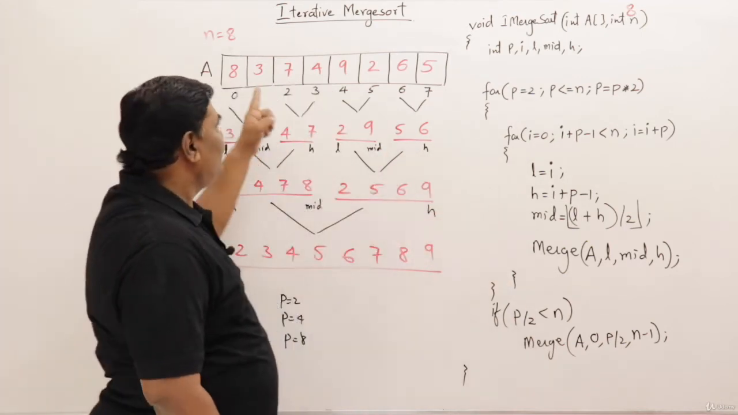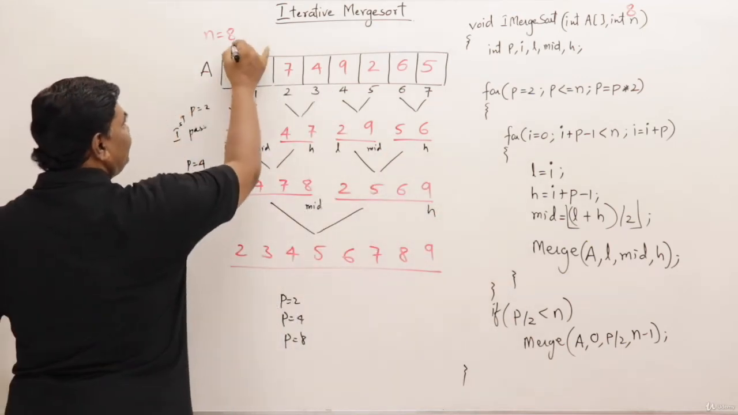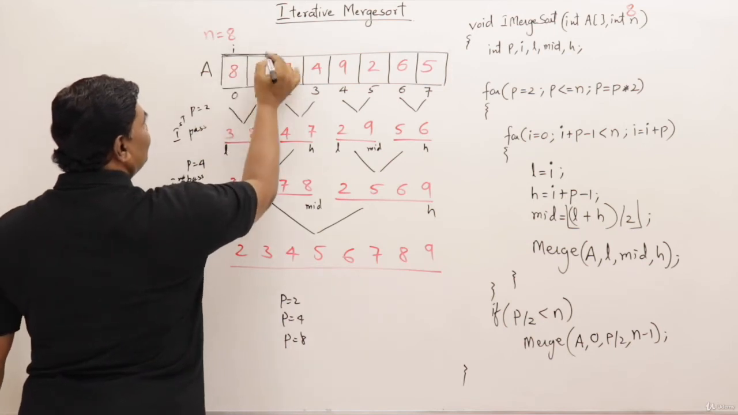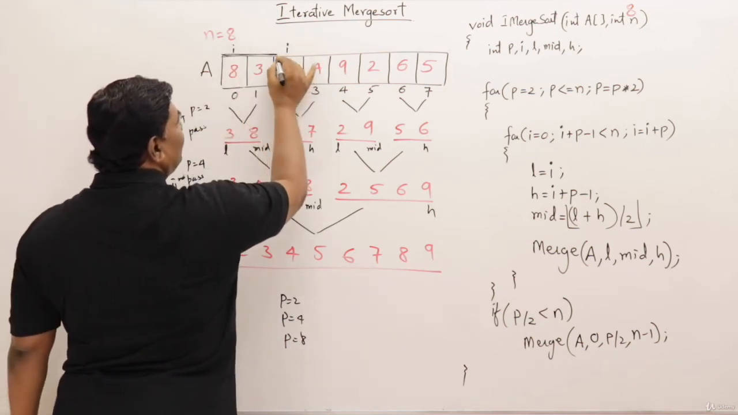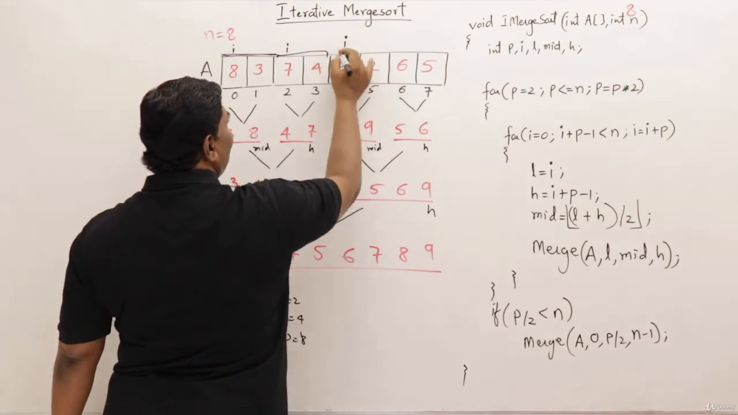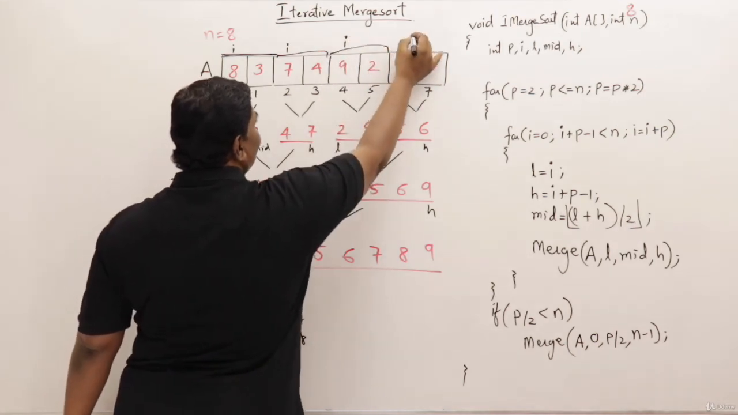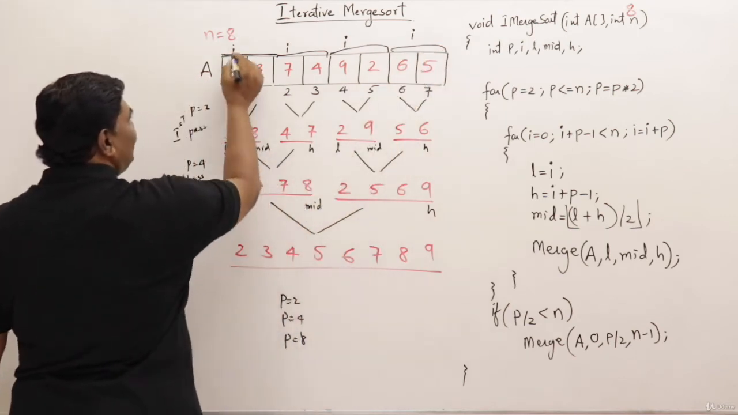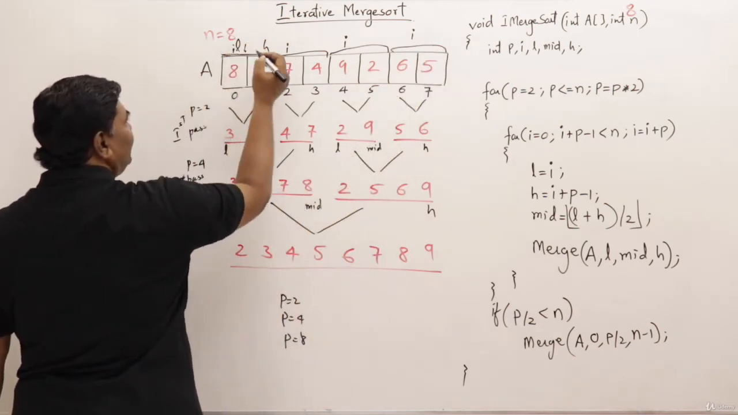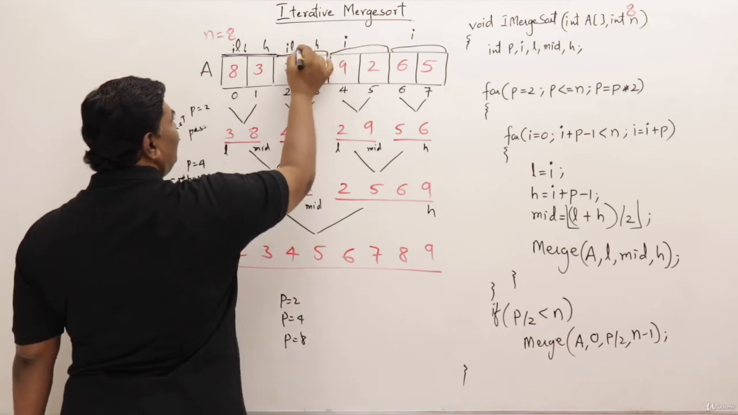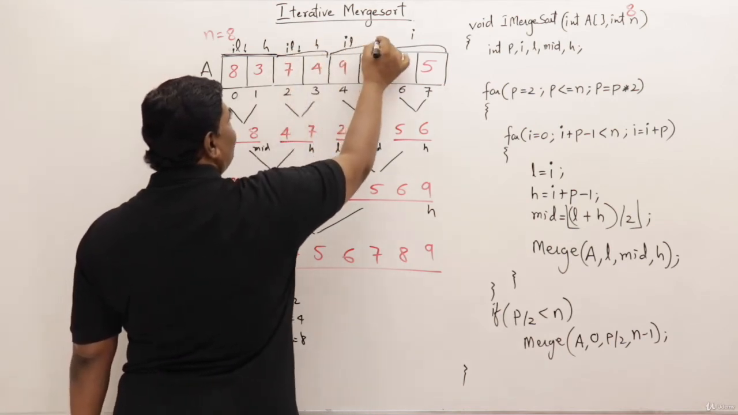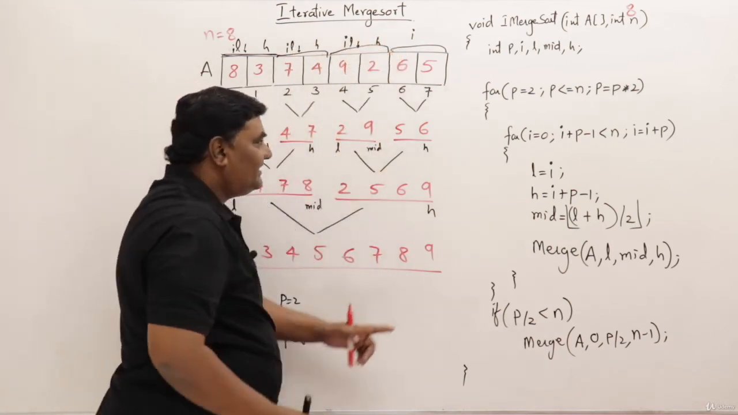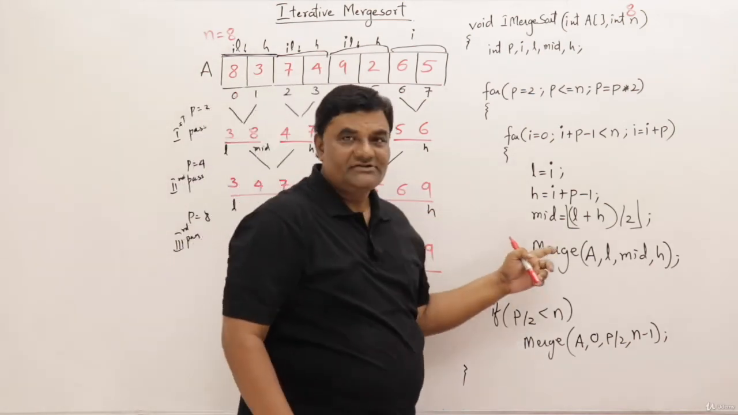So if I show it on the first list, first time i is here, so these 2 elements are merged. Next time i will be here, then these two elements will be merged. Next time i will be here, then these two elements will be merged. Next i will be here and these two elements will be merged. And each time this is low, this is high and this is mid. This is low and this is high and this will be mid. This is low and this is high and this will be mid. So that's how all are calculated and the merge function is called.